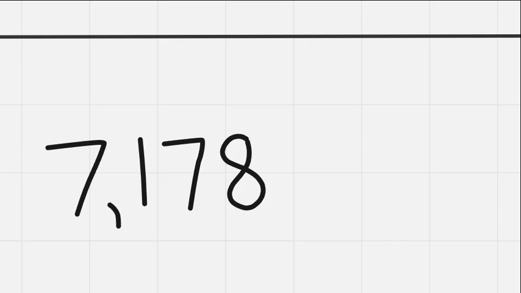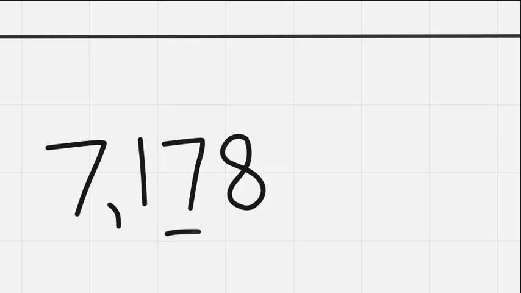The last number we're going to round is 7,178. I'm going to give you a few moments to round this number to the nearest tens on your own. Let's see how it works.